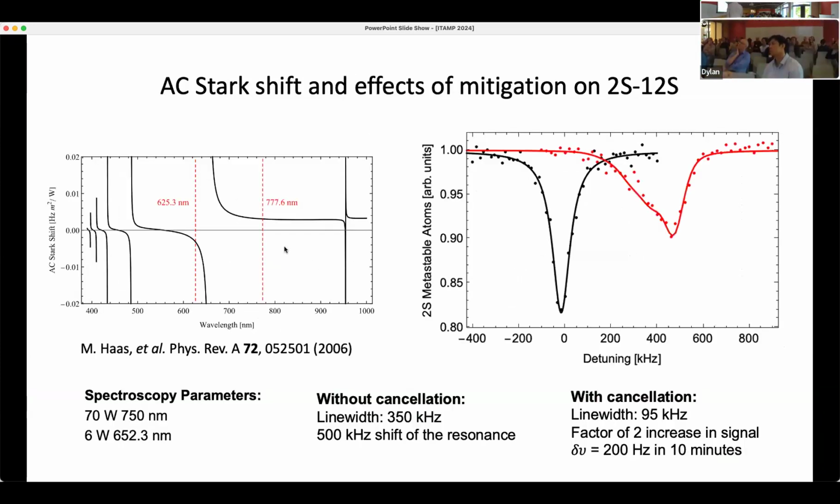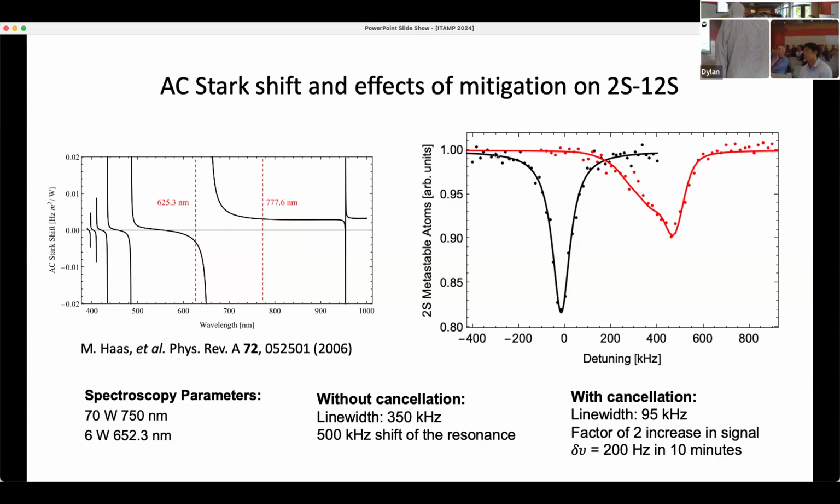So luckily, hydrogen is simple enough that even I can do the calculations. This is basically the AC Stark shift as a function of wavelength in hydrogen for the 2S-12S transition. And you see that, of course, as you get close to the 2S-3P resonance, which is basically right here, there is a region of negative AC Stark shift. This is where our spectroscopy beam sits. And so you can easily pick a place where that AC Stark shift is equal and opposite.